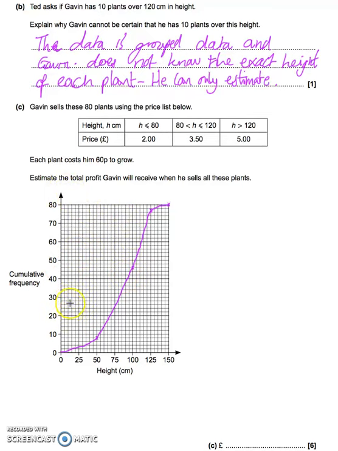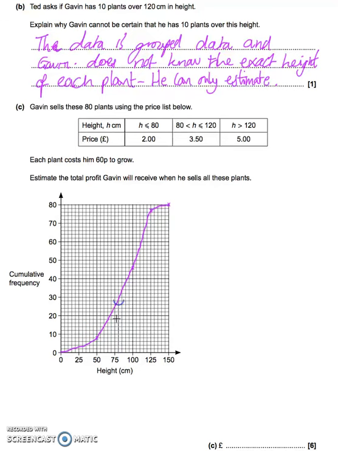So first thing we need to do is look at the height of the plants that we're interested in. We're looking at the heights being less than or the same as 80 centimetres. So I'm going to go along to 80 centimetres on the scale. Each one of these little squares is worth 5. If you have a look there, you've got 75, 80, 85, 90, 95, 100. So 80 is here, and I'm going to use a line to go up from 80.